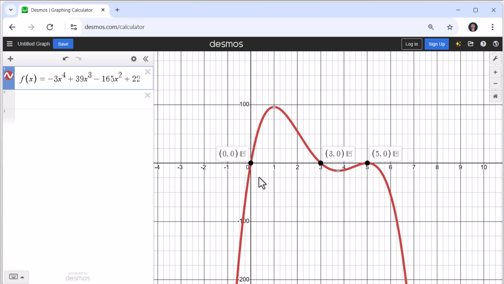Notice where the multiplicity of the zeros is 1, the graph cuts through the x-axis, but where the multiplicity is 2, at x equals 5, the graph touches the x-axis and then bounces back, or is tangent to the x-axis at that location.